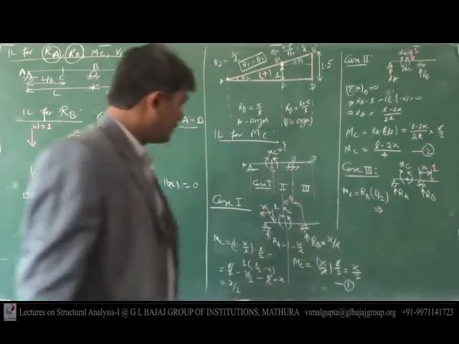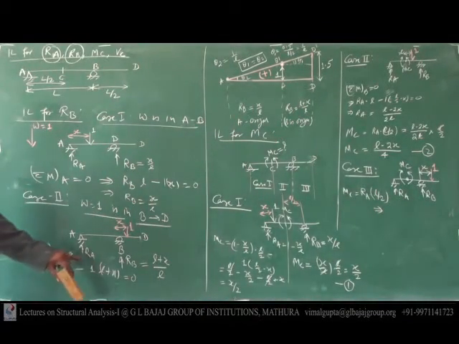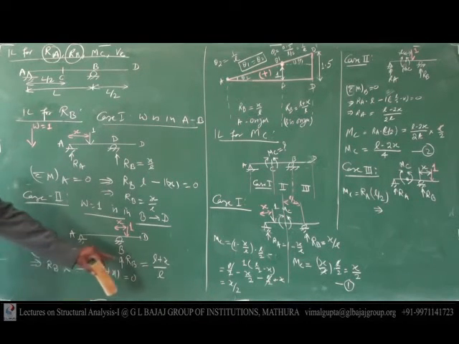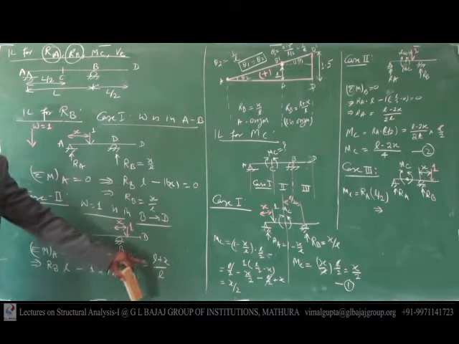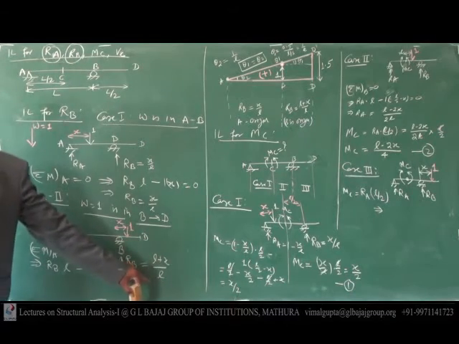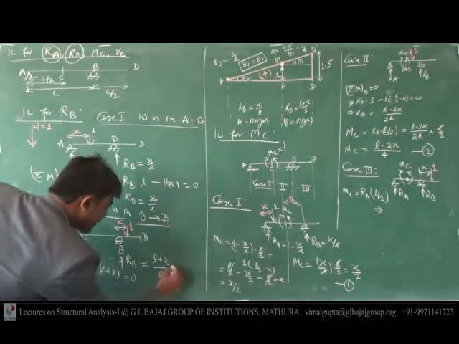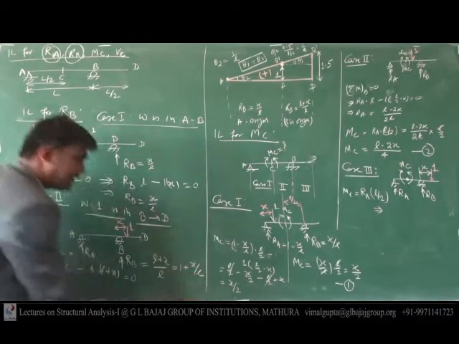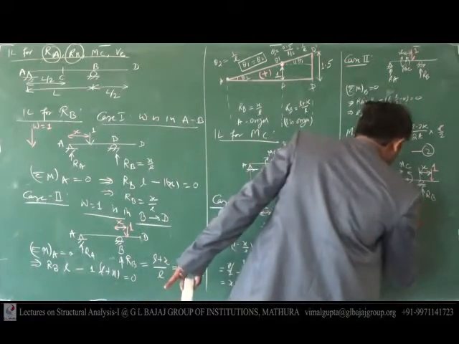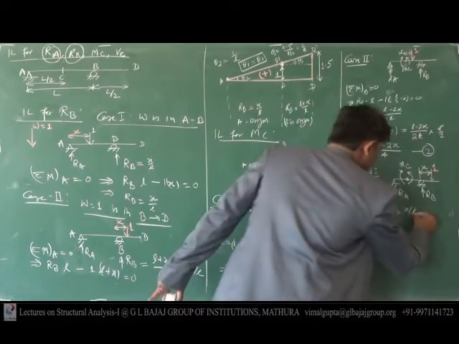What is the value of RA? We have calculated this from here. This is the same thing. We have calculated the value of RB. So the value of RA will be 1 minus (1 plus X by L), which is only X by L. The 1 will be cancelled out. Simply, the RA value will be X by L.